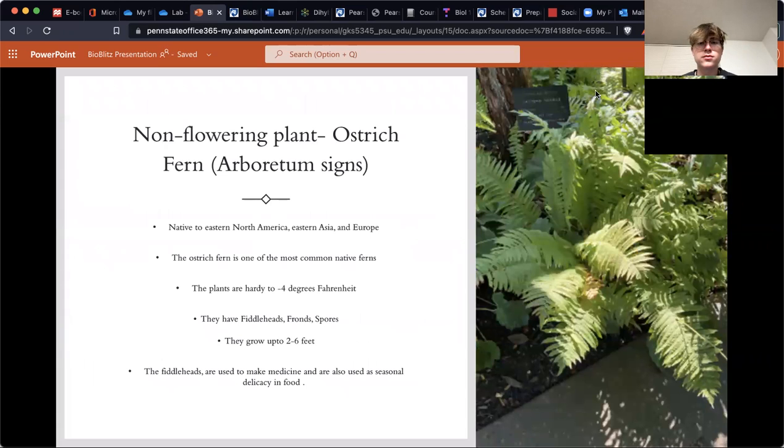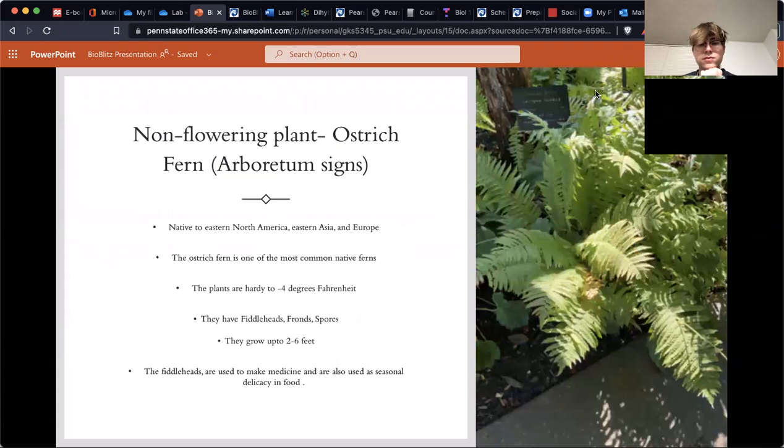Non-flowering plants. We have identified the ostrich fern. We identified it using the Arboretum signs. It is native to Eastern North America, Eastern Asia, and Europe. The ostrich fern is one of the most common native ferns.